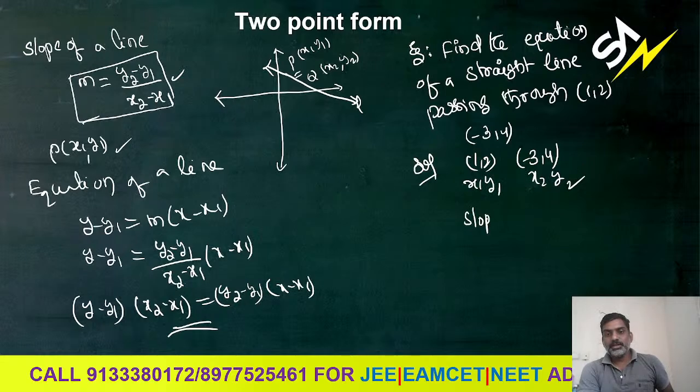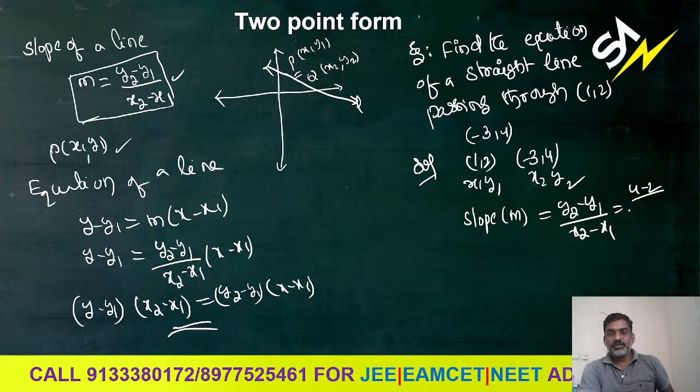Then we have to calculate the slope. Slope m is equal to, what is the formula? y2 minus y1 divided by x2 minus x1. So what is y2 minus y1? 4 minus 2 divided by minus 3 minus 1. Then 4 minus 2 is 2, minus 3 minus 1 is minus 4. So we are getting minus 1 by 2. This is the slope, right?